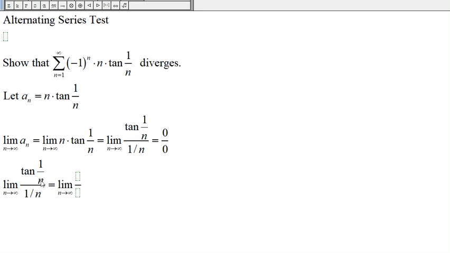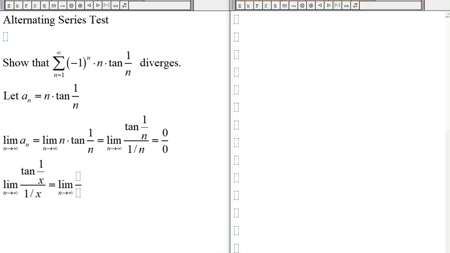And so first let's write this in the continuous form. Since n is discrete, n just takes on values of 1, 2, 3, 4. But to use L'Hopital's rule, we need a continuous variable. And recall the derivative of 1 over x is as follows. And so we want the derivative of 1 over x.